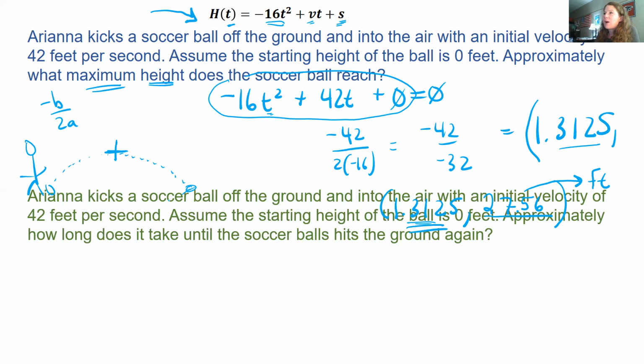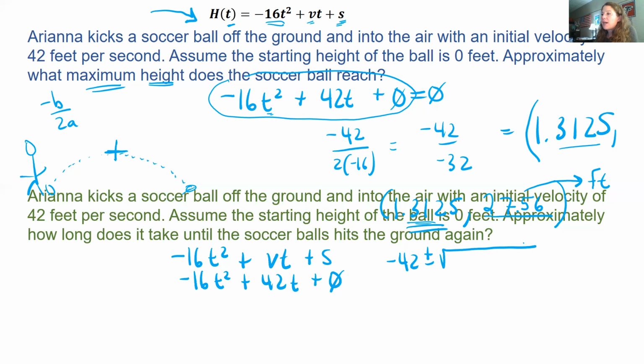So we're going to set our equation equal to 0. This time we're going to have to use the quadratic formula. So we've got negative 16 is A, 42 is B, and letter C is 0. Think of this as the x-axis. We started at 0, we're ending at 0. So basically these are our x-axes. That's why we're setting this equal to 0.